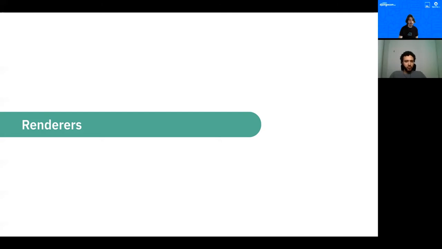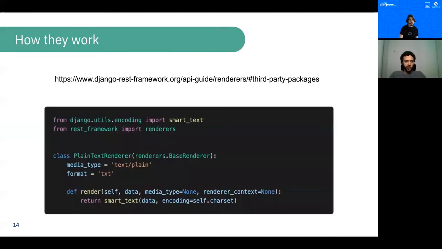So I want to show you a little bit how it looks. If you want to do your own renderer, because we, of course, are doing XLSX, you can do your own, whatever fits you better. I recommend going to the third-party packages in the guide of the Django Rest Framework. There's a link for a lot of them, and you can see the code. It's all open source, so it's really nice to learn from them.